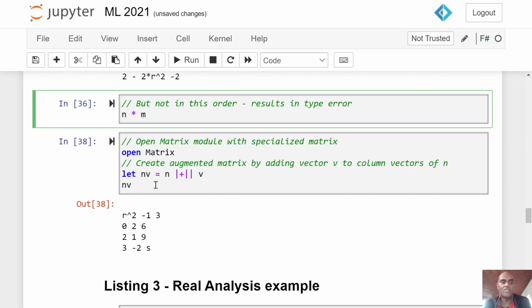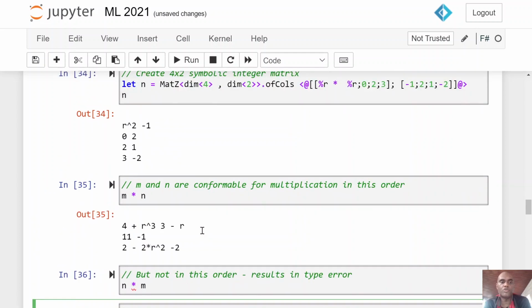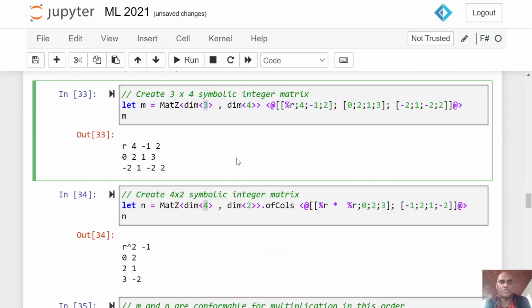Now, in this particular example, we have a vector and we want to augment a matrix with that vector. Again, we use this custom operator to be able to create a matrix. So we created a 4x4 matrix; we have augmented a 3x4 matrix. We created this by using that custom operator. And again, those operators only work with the particular type level dimensions, so they don't work if the dimensions don't match.